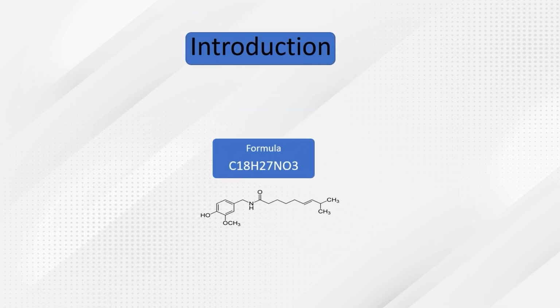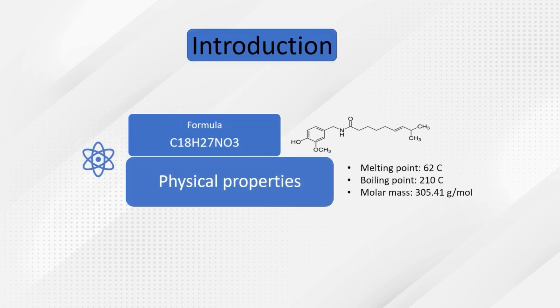Its chemical name is 8-methyl-N-vanillyl-6-nonenamide. Its formula is C18H27NO3. This chemical compound is a crystalline, off-white solid, lipophilic, colorless and odorless. Its melting point is 62 degrees Celsius, and its boiling point is 210 degrees Celsius.